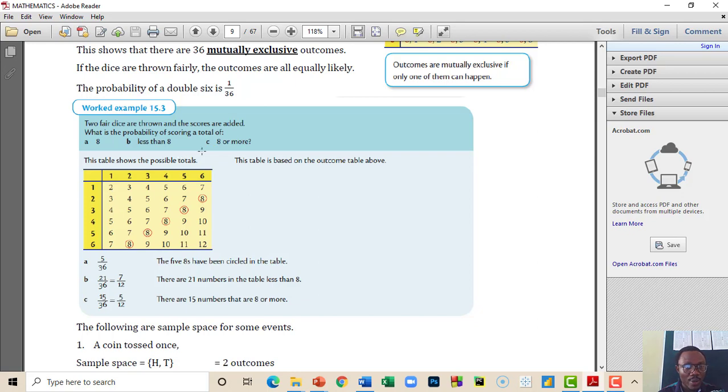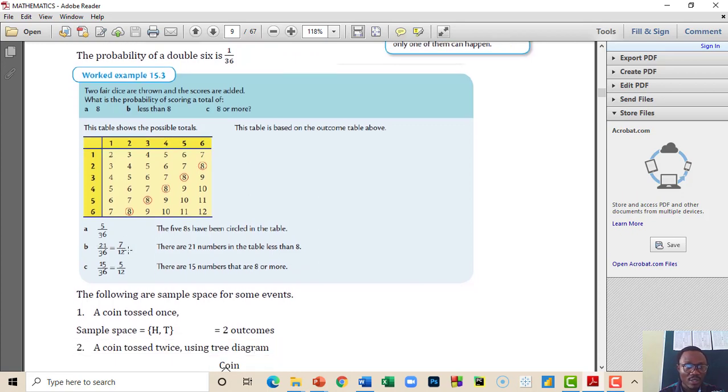What is the probability of scoring a total of 8? Now, we get all the summation of 8. We have 1, 2, 3, 4, 5. We have 5 numbers there over 36. So we get 5 over 36.